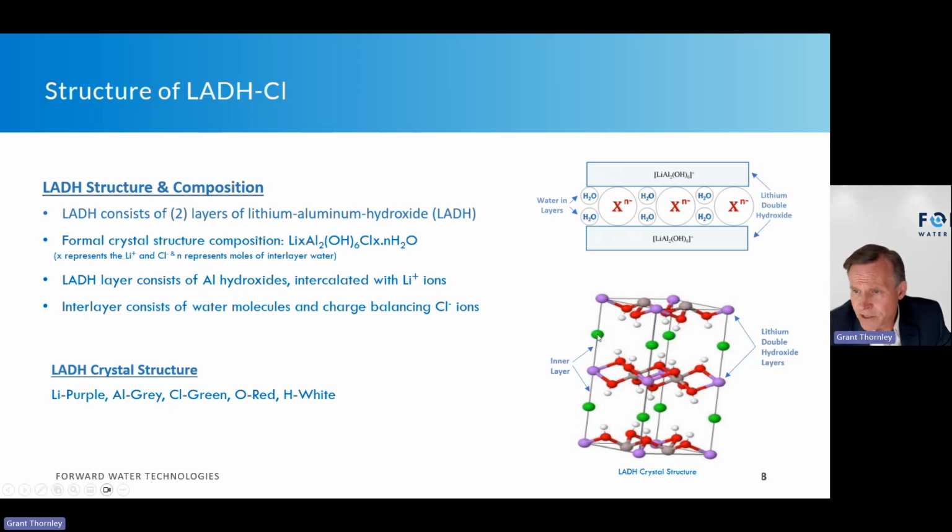So right here, you take a look at the purple, which is the lithium ions. There's just a couple here, and the amount of lithium ions is actually dictated by the formulations. This is the aluminum layer. Lithium is absorbed into the hydroxide layer, and then the chloride represented in green is what comes into the inner layer.